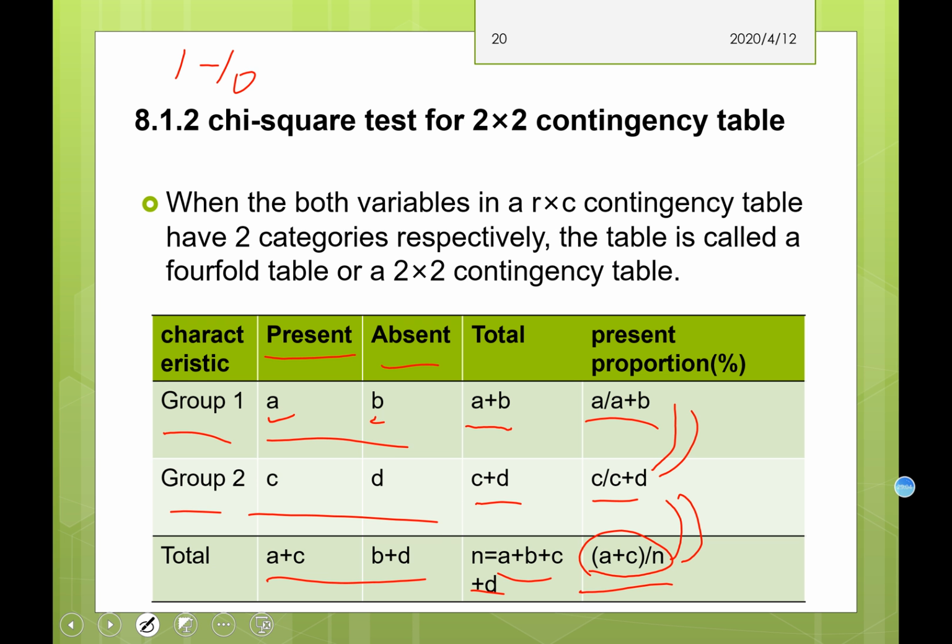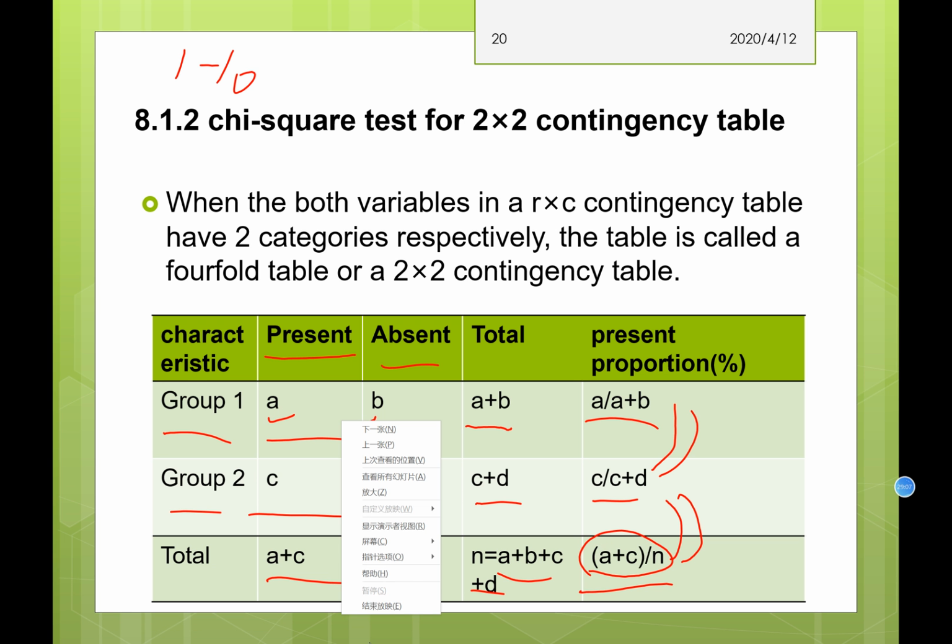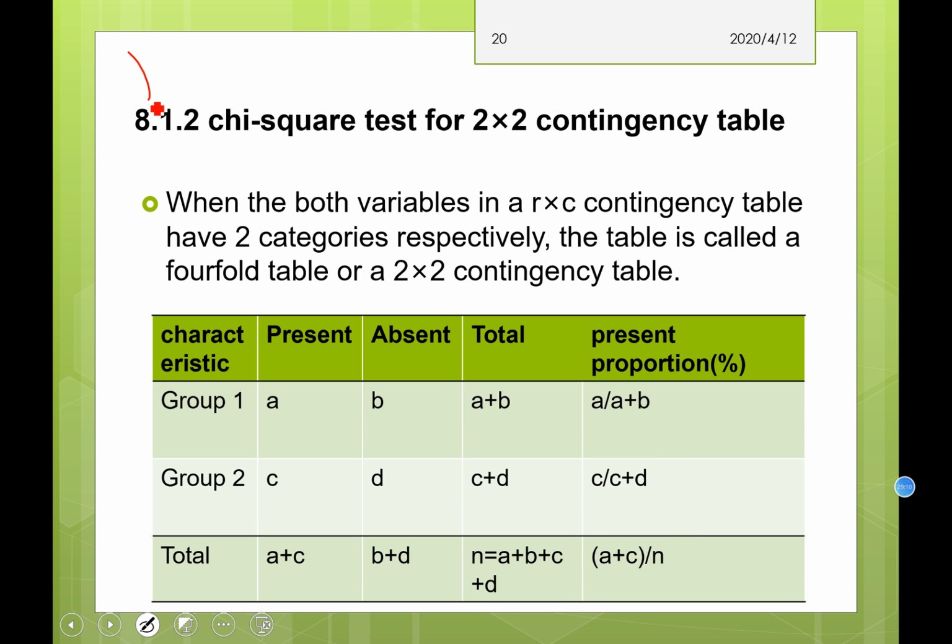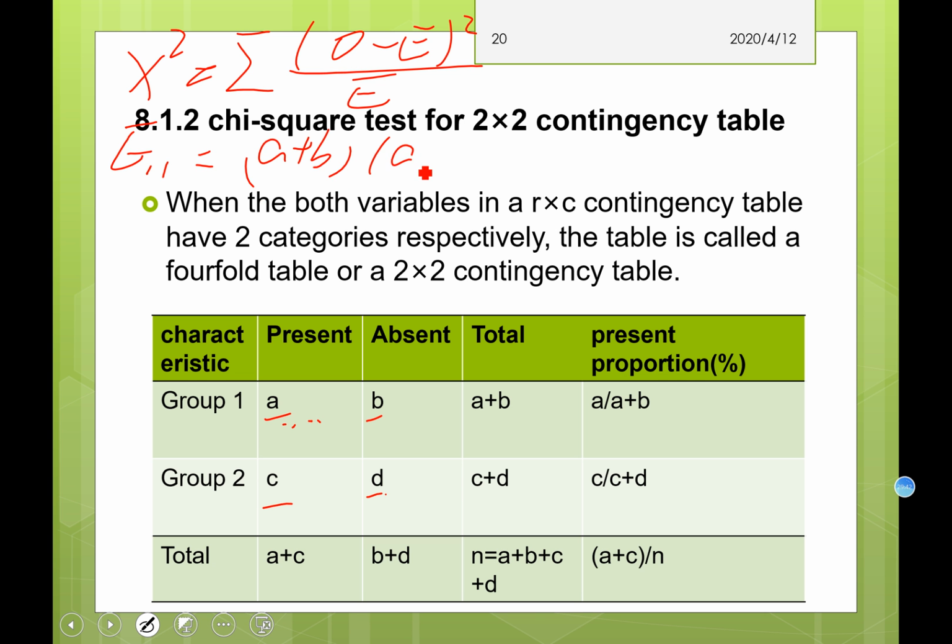But here we can find that. Let's clean it first. We said that the general formula for chi-square value is sigma (O minus E) square over E. And we said that here we use the 4 characters to represent O, and we can calculate E for each cell. For example, for the cell 11, E11 equals A plus B times A plus C divided by N, and we said that N is the summation of A, B, C, and D.